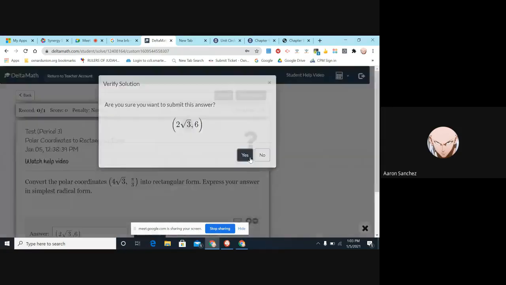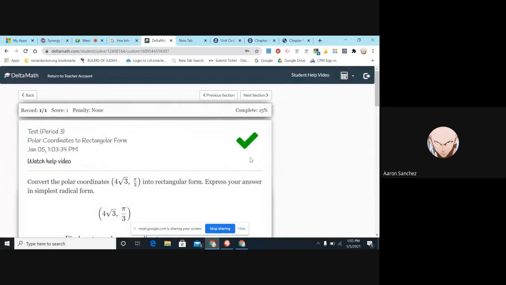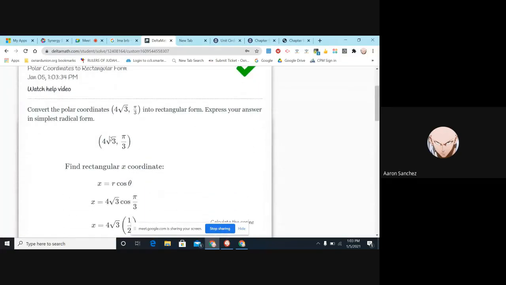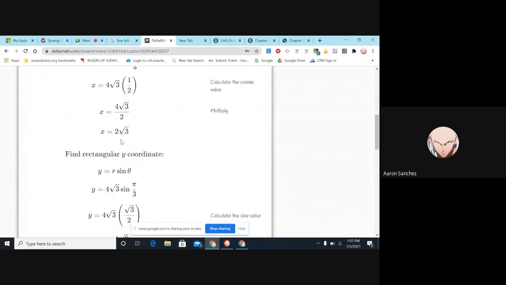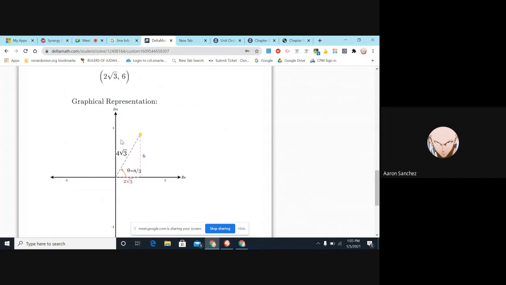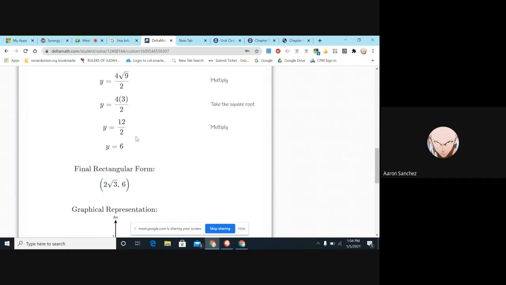Submit it. And then there you go. Polar form 4 root 3 comma pi over 3 is equal to 2 root 3 comma 6. And it shows here, right? I go over 2 root 3 and I go up 6, and that'll be the same as going over 4 root 3 and opening the angle of pi over 3. All right, let's do one more and then we'll move on.